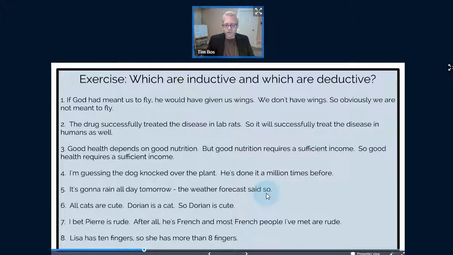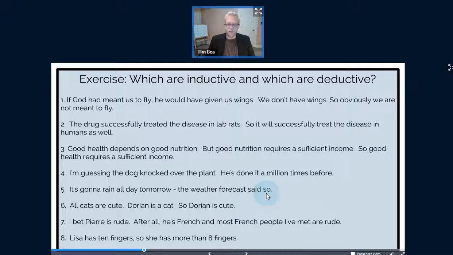I bet Pierre is rude. After all, he's French, and most French people I've met are rude. So again, do the same sort of test. Let's suppose that Pierre really is French, and let's suppose that most of the French people that they met were rude. Could it still be logically possible that Pierre is one of the French people that is not rude?